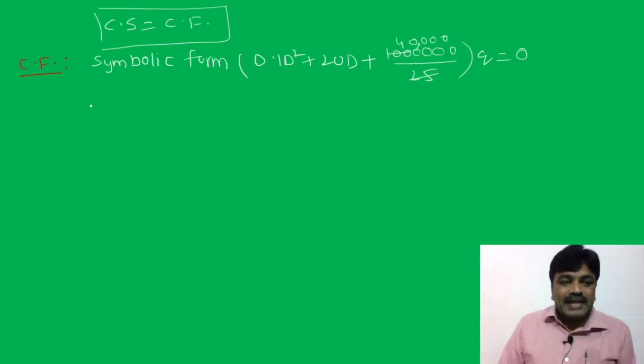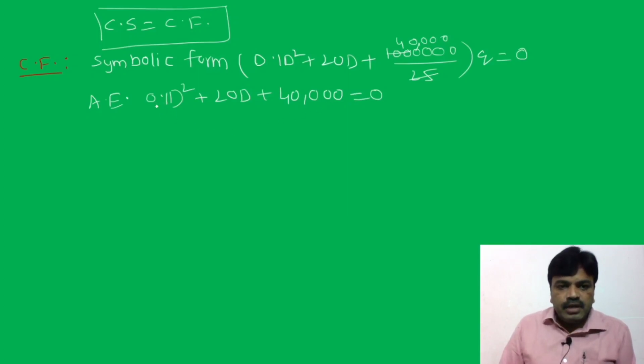Now you write the auxiliary equation. What is the auxiliary equation? The q coefficient is equal to 0. So 0.1 D² plus 20D plus 40,000 is equal to 0. Now here I have 0.1, so multiply with 10. Then I get D² plus 200D plus 4 lakhs.